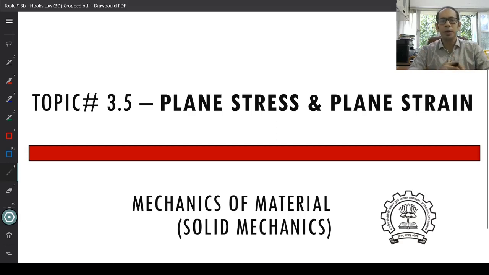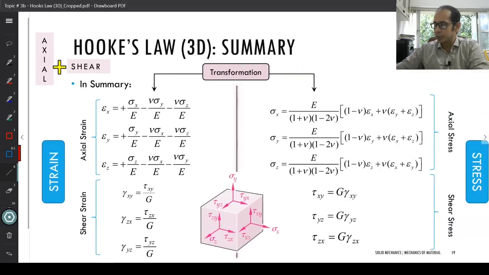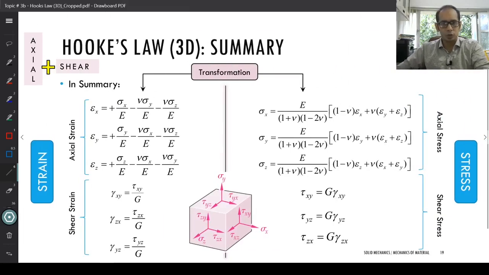Now, before we go ahead and do that, I just want to jog your memory on the 3D version of Hooke's law that we looked at, right? This is what we covered in the previous lecture: when we have both the axial case as well as the shear case, I can write my axial strains, these are the three primary axial strains that I have, and these are the three primary shear strains.